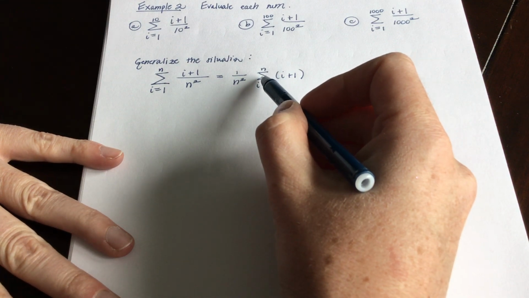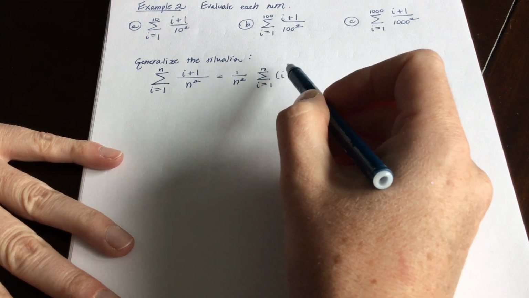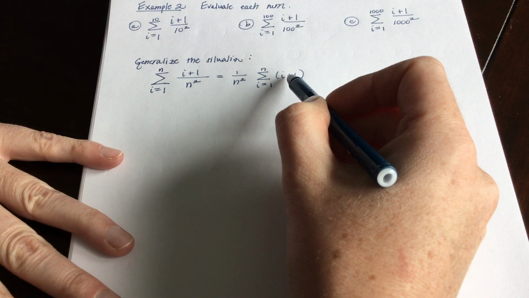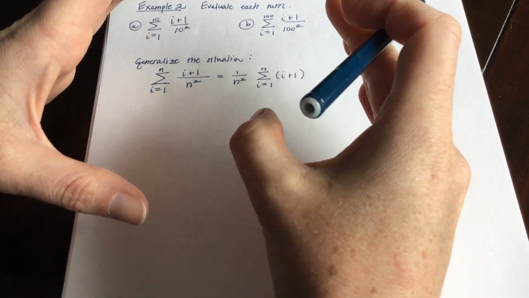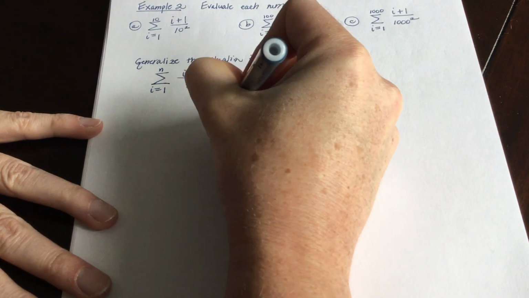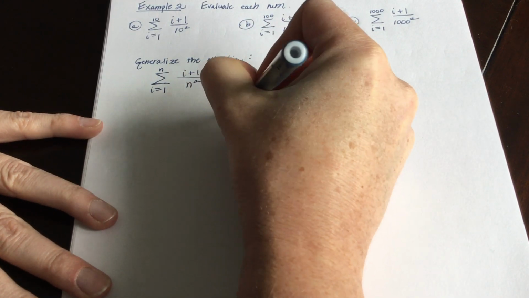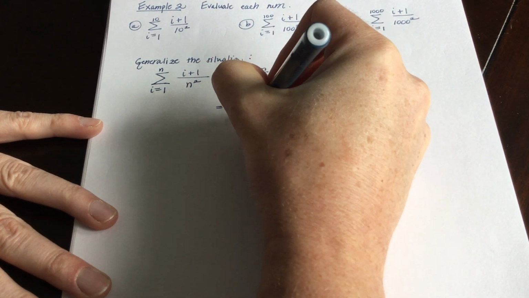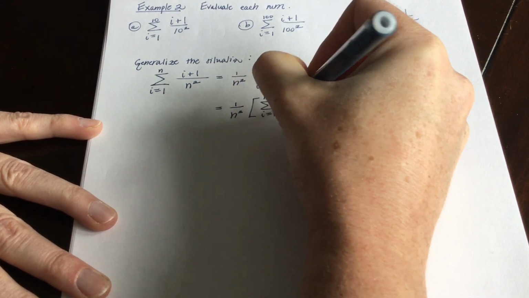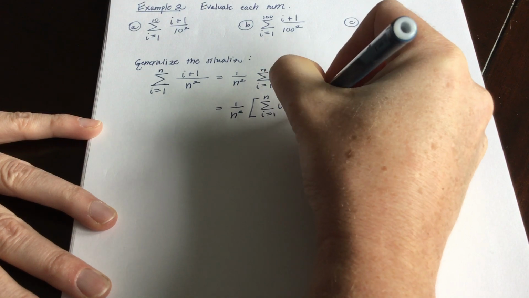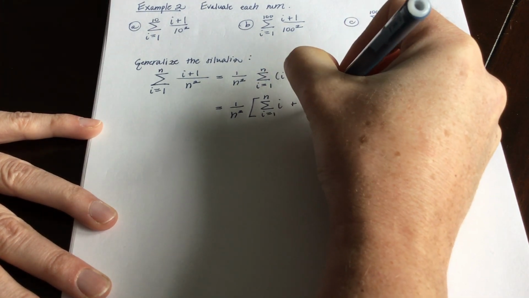Now you can use the sum rule for sums to distribute sigma over this addition that you see here. When you do so, make sure 1 over n squared is multiplied by the whole quantity. So we'd end up with 1 over n squared times the quantity: the sum as i goes from 1 to n of i, plus the sum as i goes from 1 to n of 1.